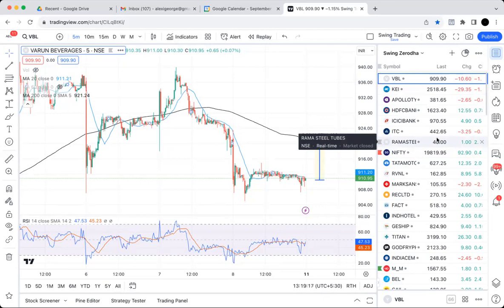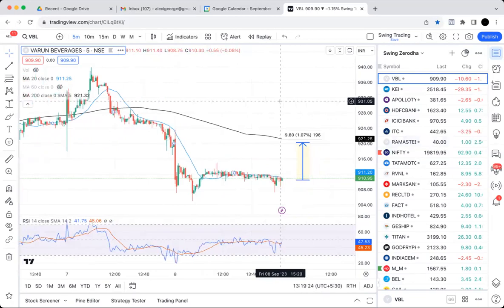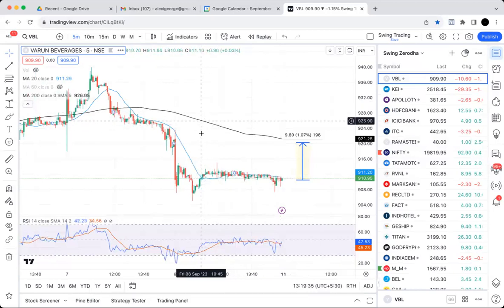So for the regular swing trading, I'm using the 5-minute chart, as you see right here. And maybe you could use a 10 or 15-minute chart as well. But for right now, I'm using the 5-minute chart, and I have the 20 period moving average, which is in blue for me, and the 200 period moving average, which is the black. I'm only using those two for the entry points.